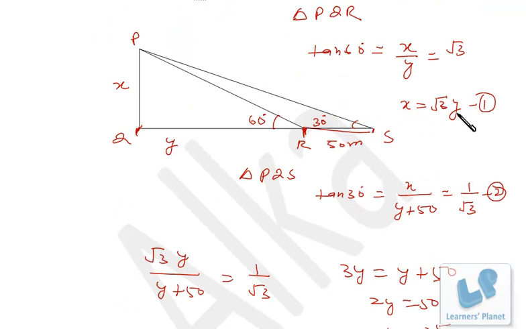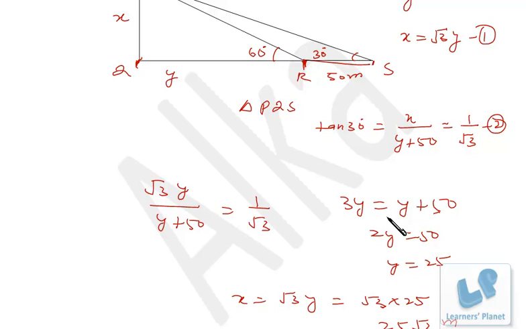From 1 we put x as root 3 y over here. So root 3 y by y plus 50 is 1 upon root 3. So 3y is equal to y plus 50 by cross multiplication. So 2y is 50, y is 25, right? And x is equal to root 3 y. So if we put y as 25, x will be 25 root 3. That is the height of the tree. So we got the height of the tree and we got the width of the river both as well, right?